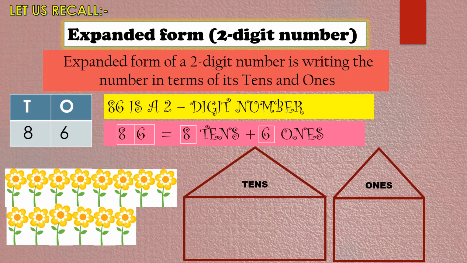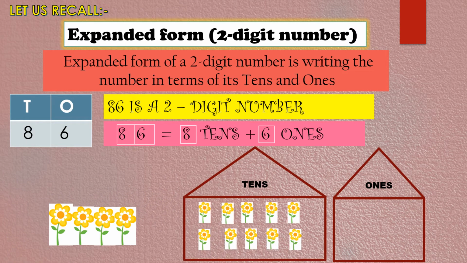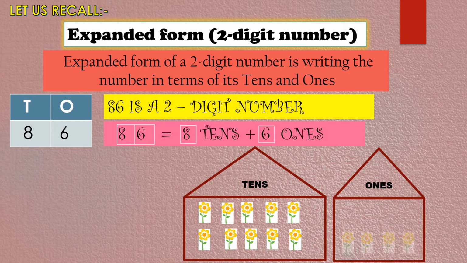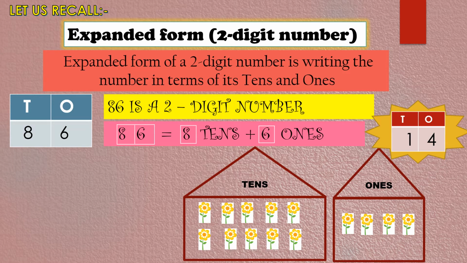Now, there are certain number of flowers, and we are going to arrange them in the tens and ones house, just how you had learned in the previous presentations. Let's arrange the flowers in the tens house. We have 1 ten and 4 ones. So 1 ten and 4 ones means the number is 14.